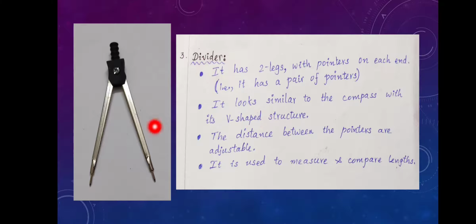Similarly, we have one more tool. It looks similar to a compass with its V-shaped structure. It also has two legs with pointers on each end. See, it has a pair of pointers. The distance between the pointers is adjustable. It is used to measure lengths and compare lengths.